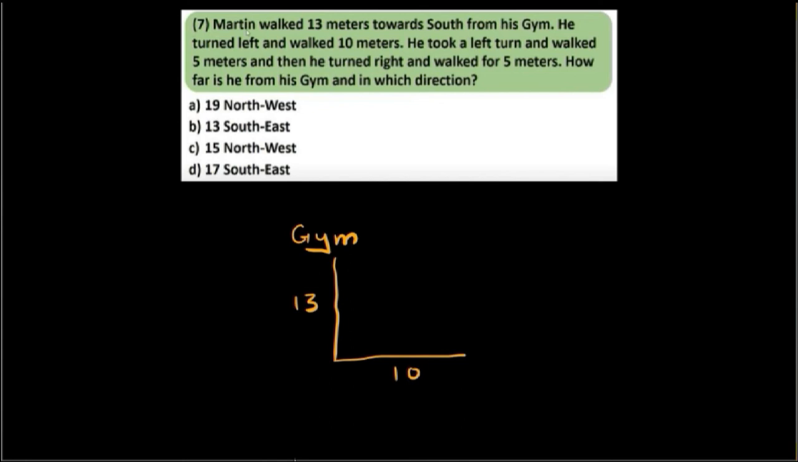He took a left turn and walked 5 meters. Now he again took a left turn because he is facing on this particular side. Then this side would be his left, and he moves 5 meters. So this line should be a shorter. I will just trim it.